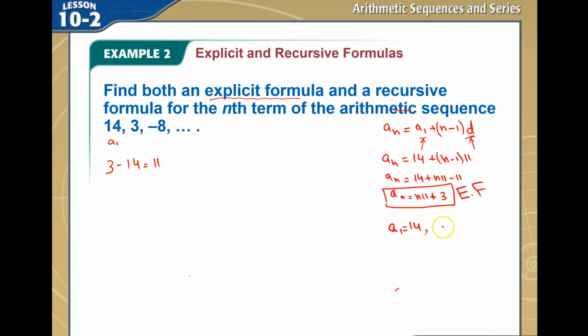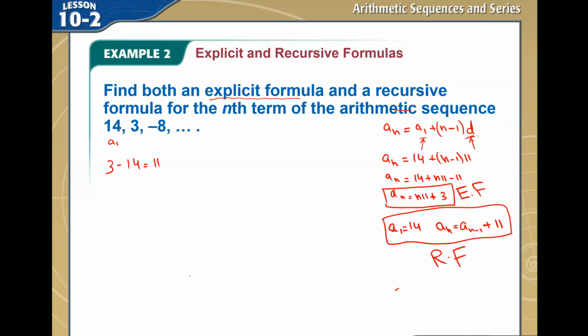Now the next thing is an equals an minus 1, the previous term, plus the common difference. And what is the common difference here? 11. So like this, this is your recursive formula. Clear? This is how you find the explicit and recursive formula. Hopefully you understood. Let me revise this quickly.